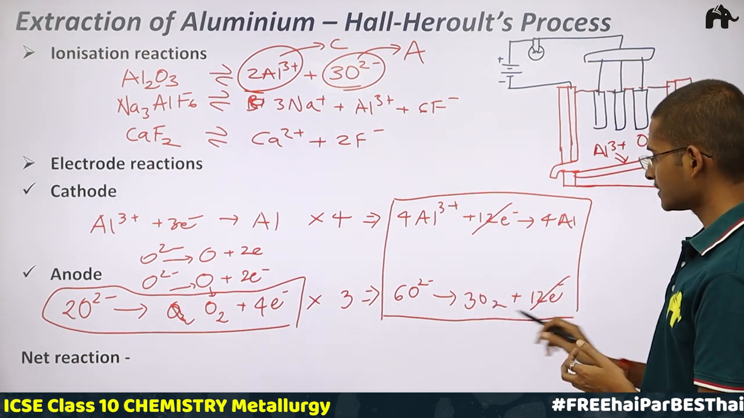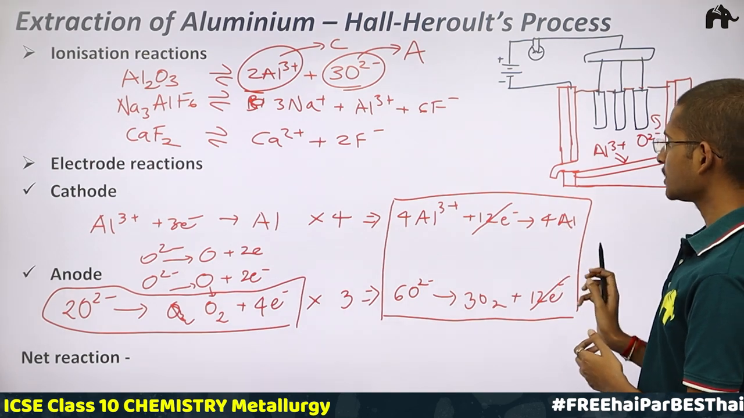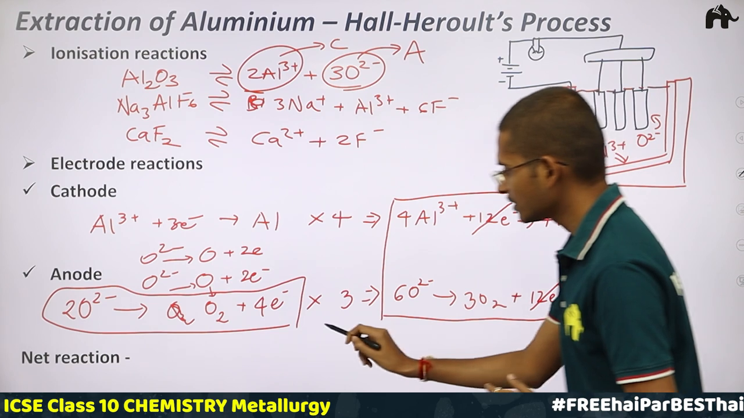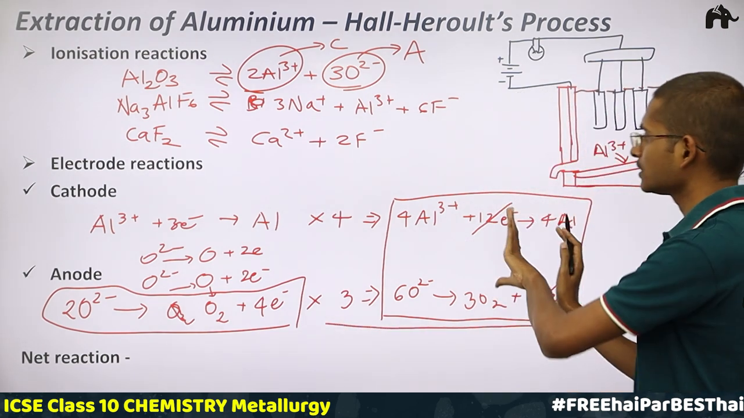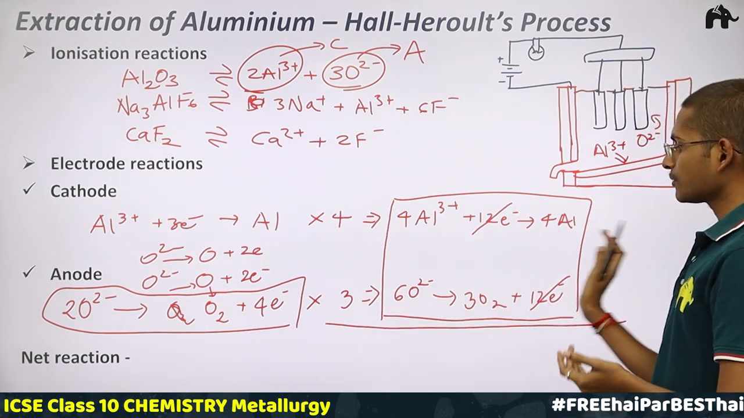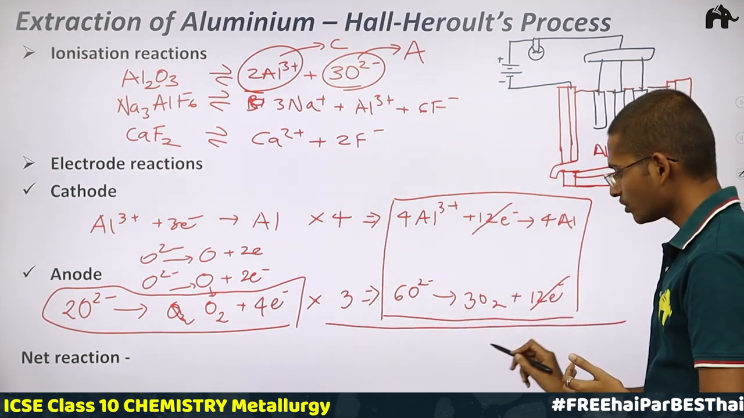Okay, 4 aluminium ions, we are not finding it. There are no 4 aluminium ions here. So nothing is getting cancelled. Now we simply have to write whatever the reactants are in both the reactions on the reactant side, and whatever the products are on the product side of the final reaction.